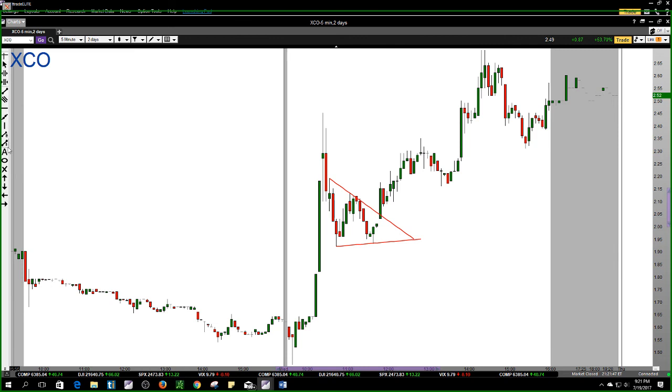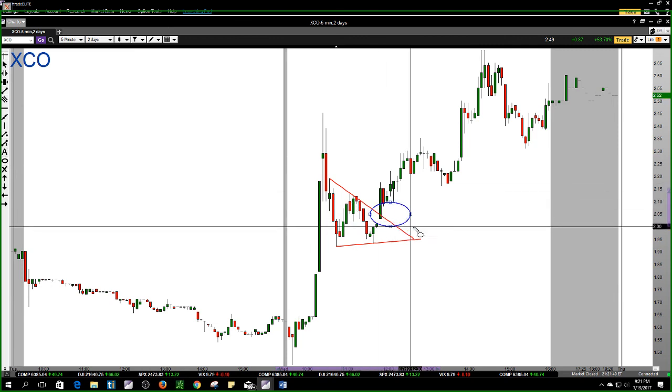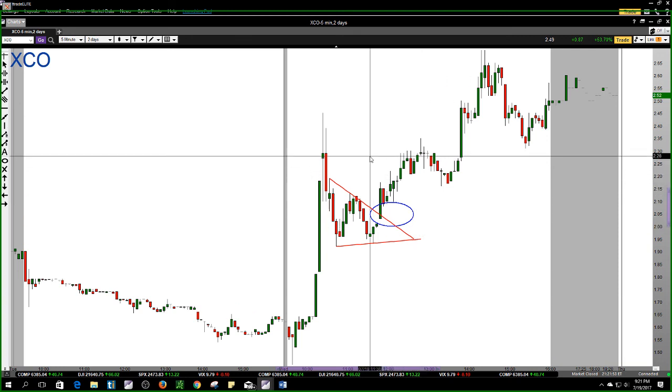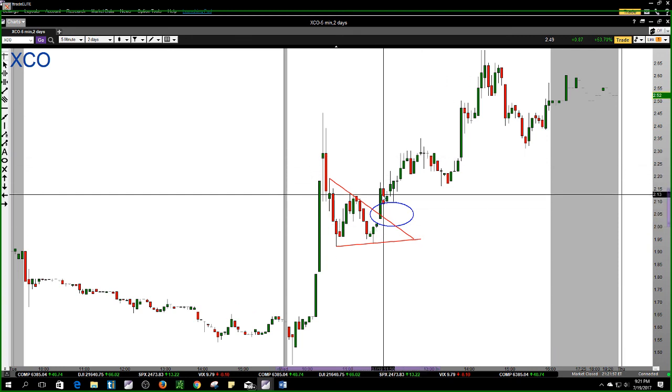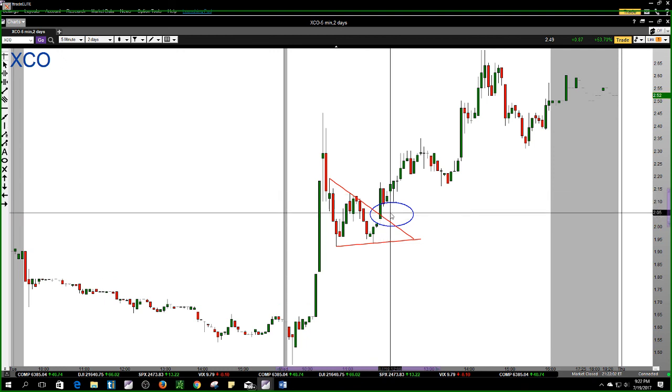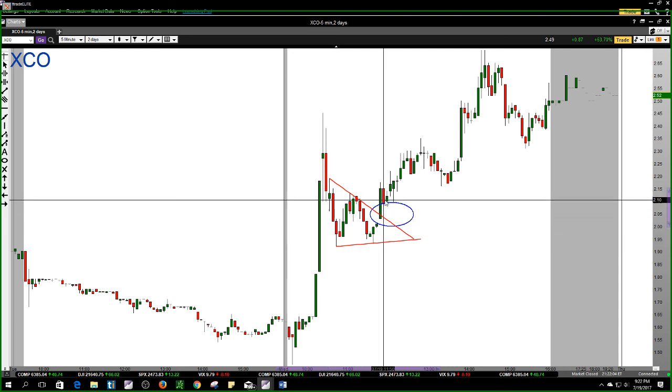So the flag breaks at this point here, and at this point here you tend to want to take the position right away. Again, I like to wait for a candle to close to confirm that the trend is actually breaking out to the upside, and so I'd wait for this candle to close. As another one opens above the trend, that's why I would take the long position on XCO.